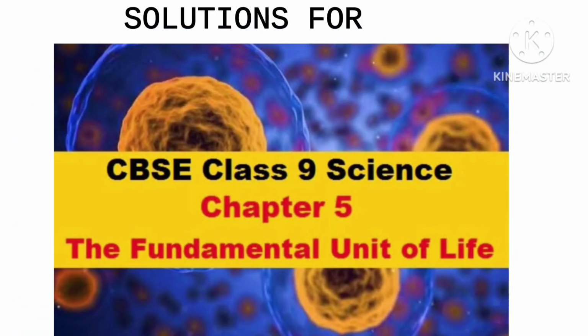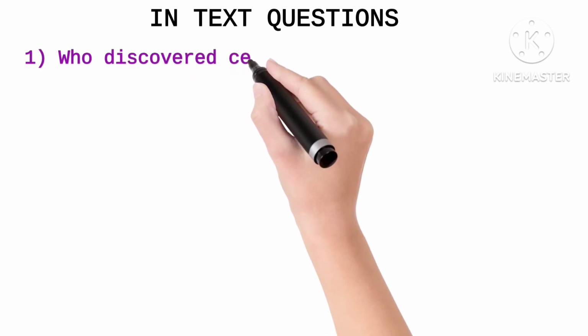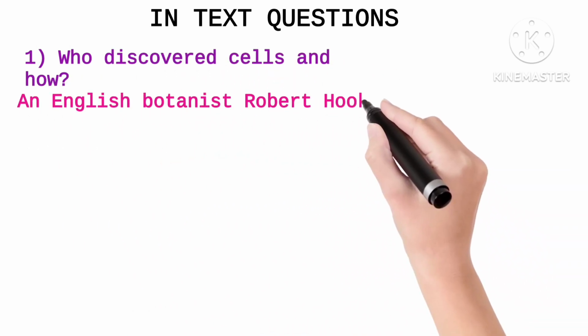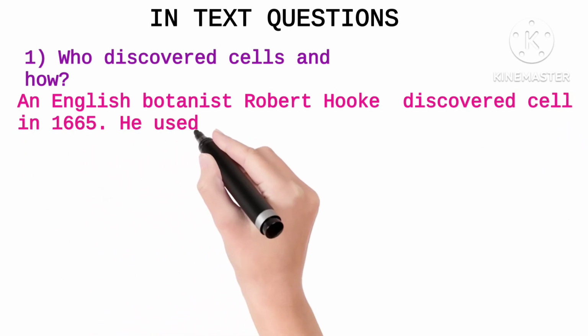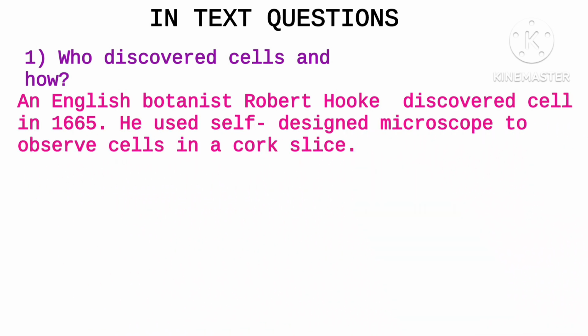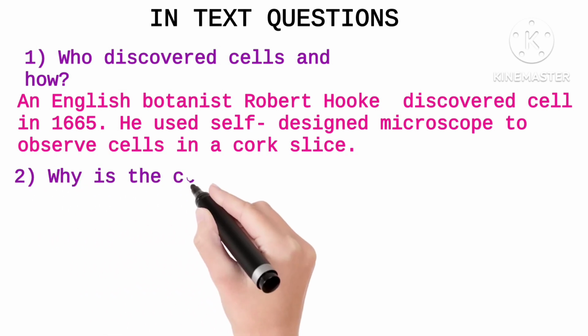Solutions for Class 9 Chapter 5, The Fundamental Unit of Life. In-text questions. Who discovered cells and how? An English botanist, Robert Hooke, discovered the cell in 1665. He used a self-designed microscope to observe cells in a cork slice.